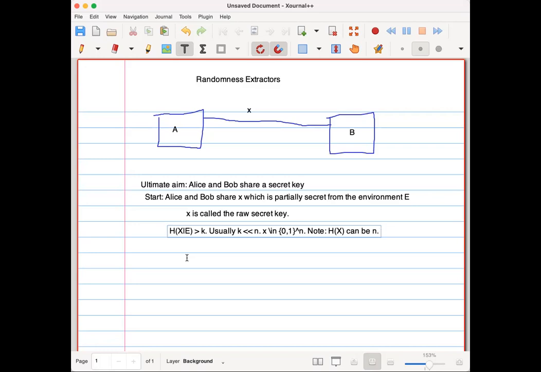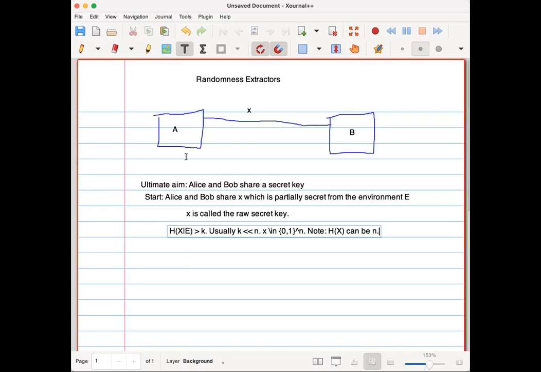She may not have told about the time the first email was sent, but she may have revealed the color of the t-shirt. So some information may have leaked to the environment. That's one reason for the partial secrecy. Some, but not all, information is leaked. That is quantified by H of X given E being larger than K, but usually think of it as around K, and K is much, much smaller than N. So that is where Alice and Bob start. This is one real-world type of example.